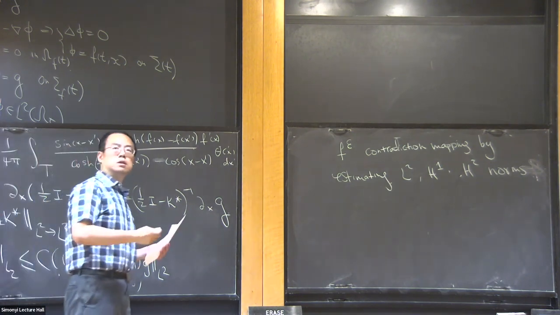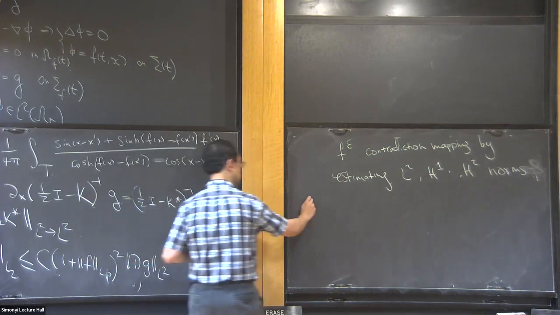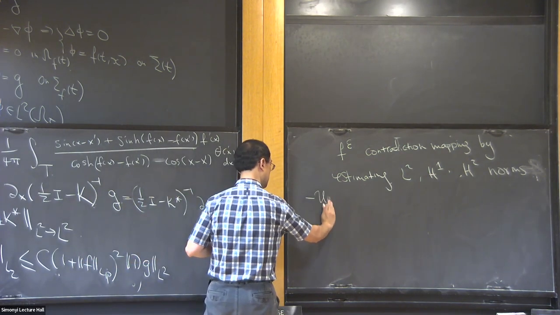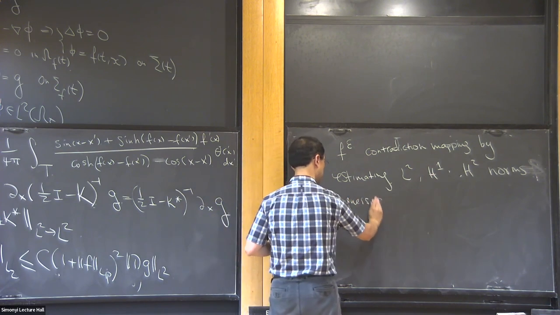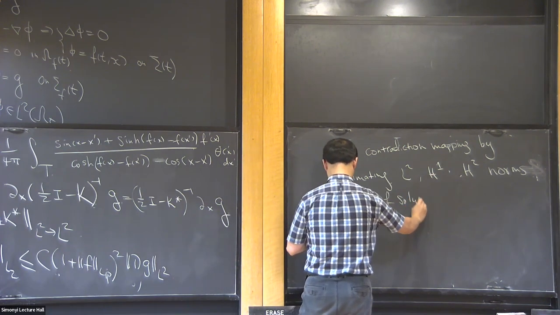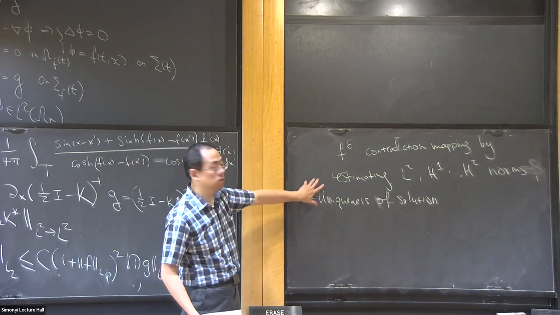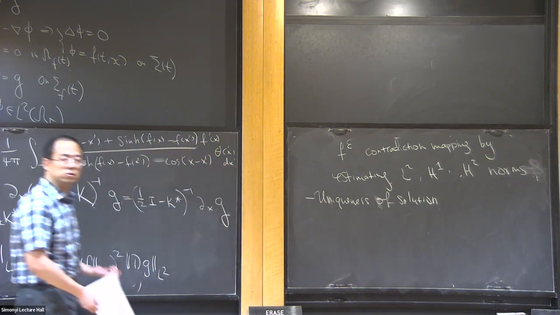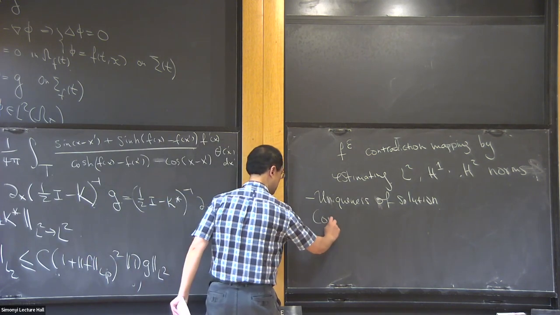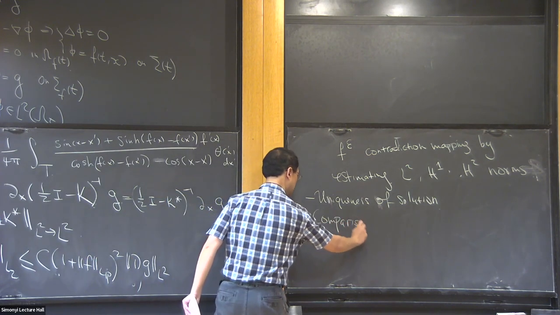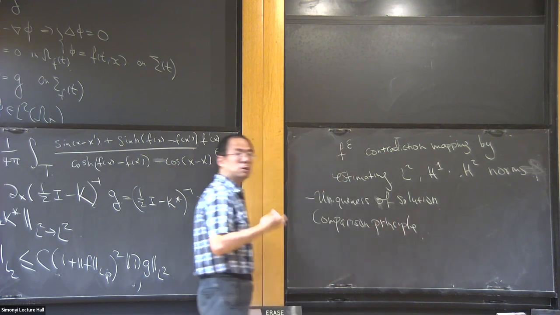So I have like 5-7 minutes. I'll talk about the uniqueness of solutions. So as Camillo pointed out, if you have a certain comparison principle, then we have the uniqueness of solutions. So by comparison principle, I mean if you have a subsolution and a supersolution, right?